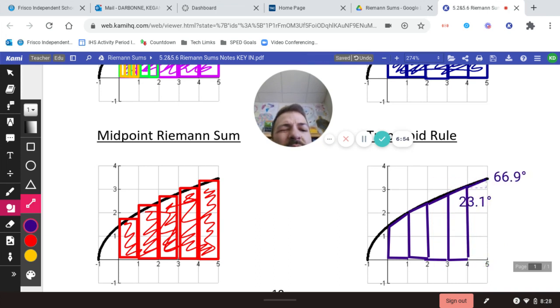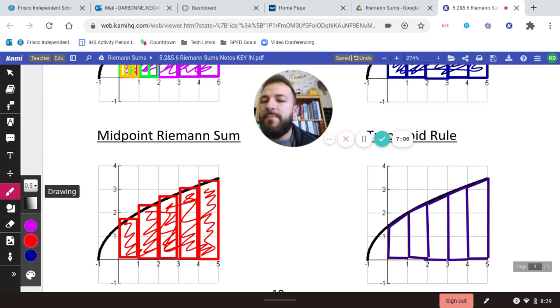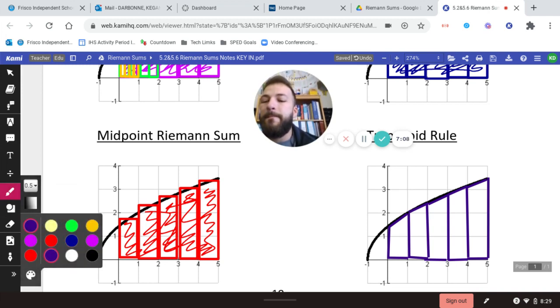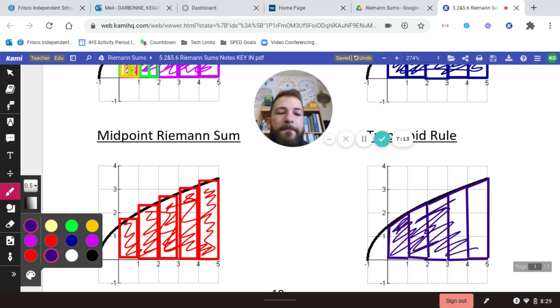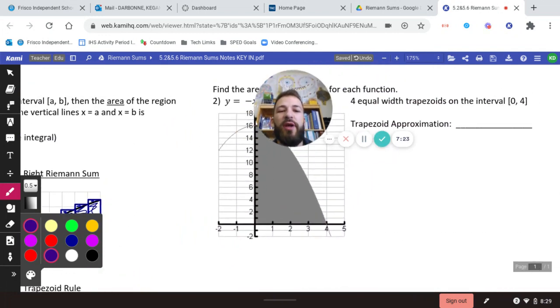Now, even though my drawing looks perfect with my trapezoids, we should know that it is not perfect. It's just because this curve is so gradual that it looks pretty good, but I am still missing just a little bit of the area under the curve. But trapezoid and midpoint are going to be significantly more accurate than your left or right Riemann sum. So let's go and practice actually doing this for a problem.